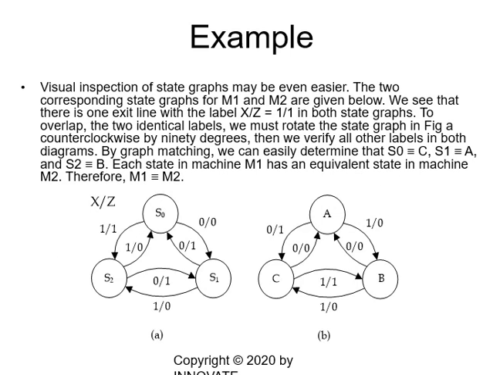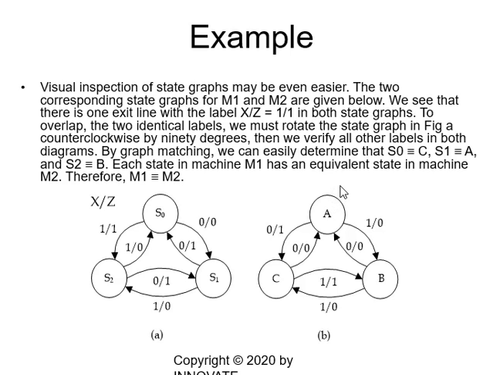Now, as a second method, we can do it by drawing the state graph for both machines. So visual inspection of state graphs may even be easier. The two corresponding state graphs of M1 and M2 are shown. We see that there is one exit line with the label XY, XZ is 1, 1, which is this one, and this one here between C and E. So if we rotate one machine by 90 degrees and match it on the other one, you will see a perfect match between the two machines visually.